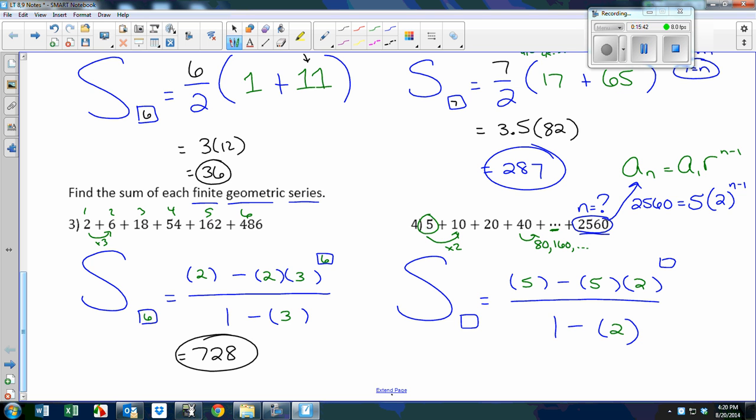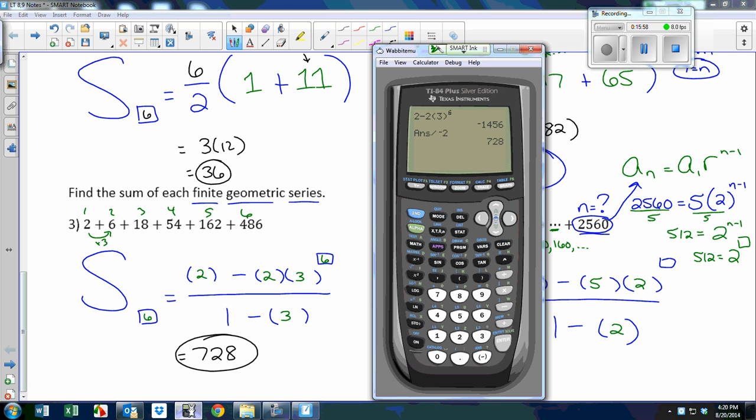You can't multiply 5 times 2. You're violating the order of operations. So to solve for n, we divide by 5. Calculator would say that's 512 equals 2 to the n minus 1. And then we're guessing. 512. 2 to the what power is going to give you 512?